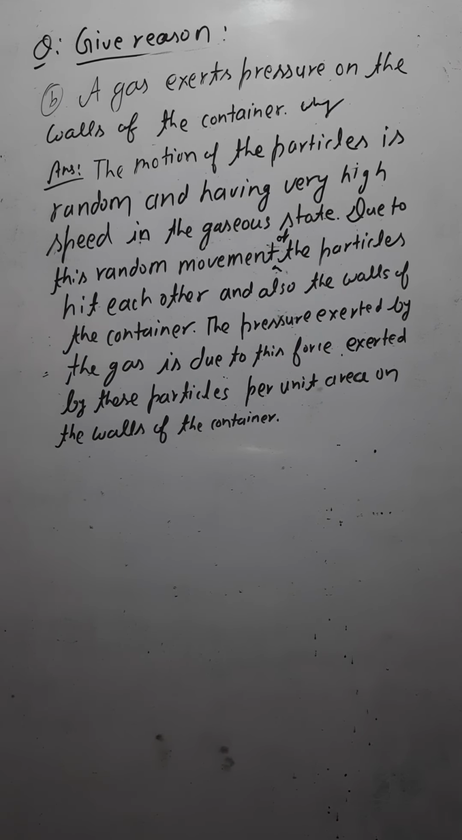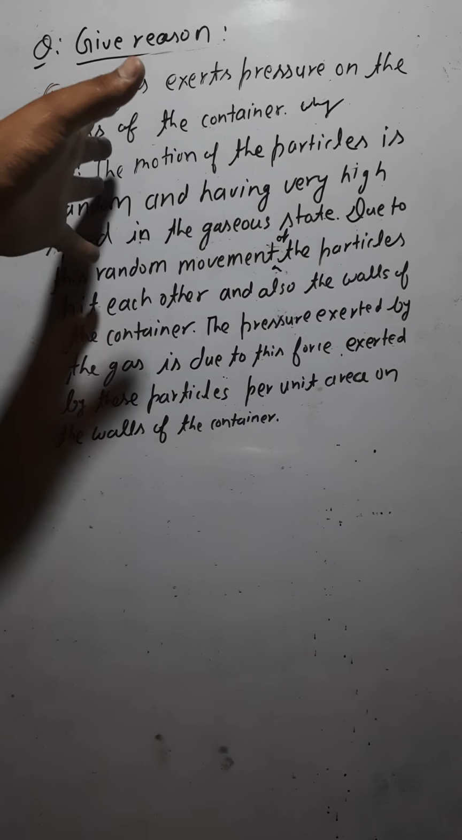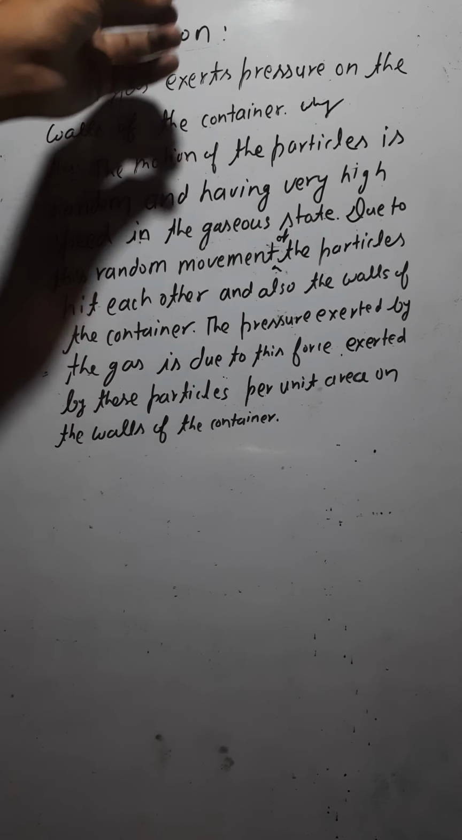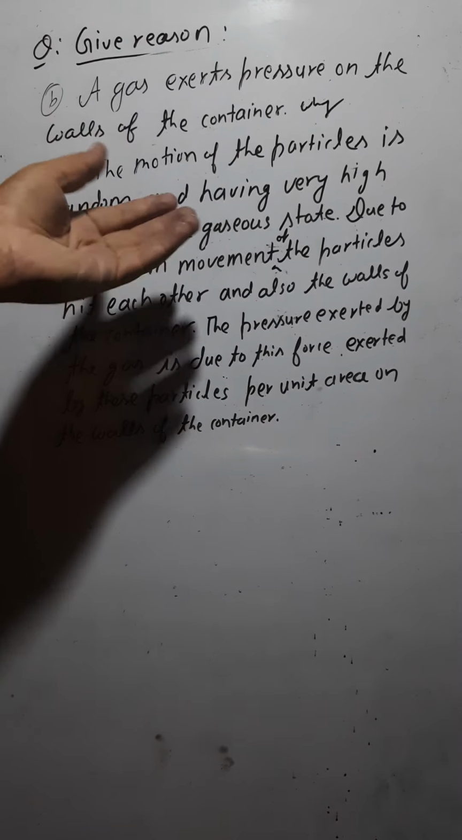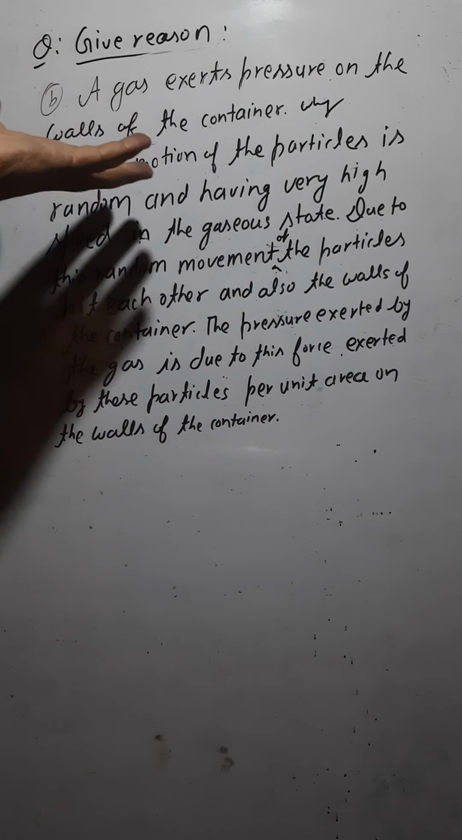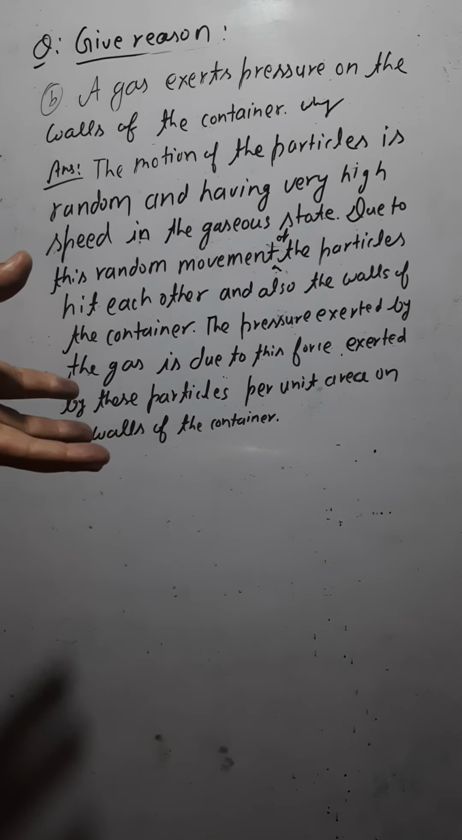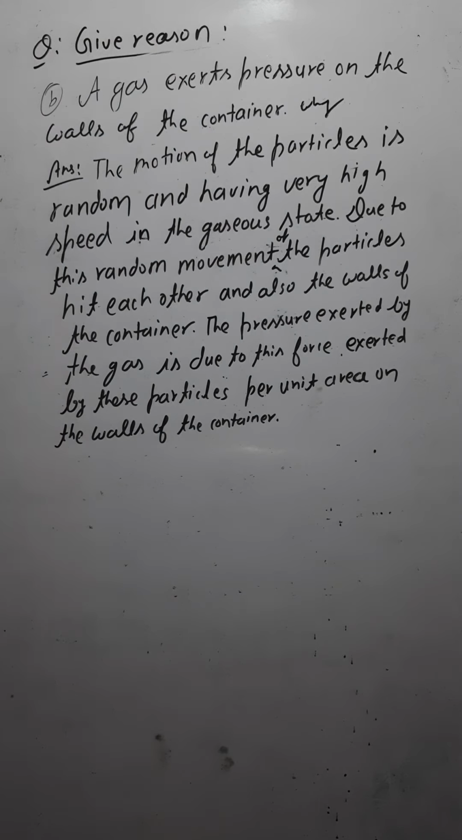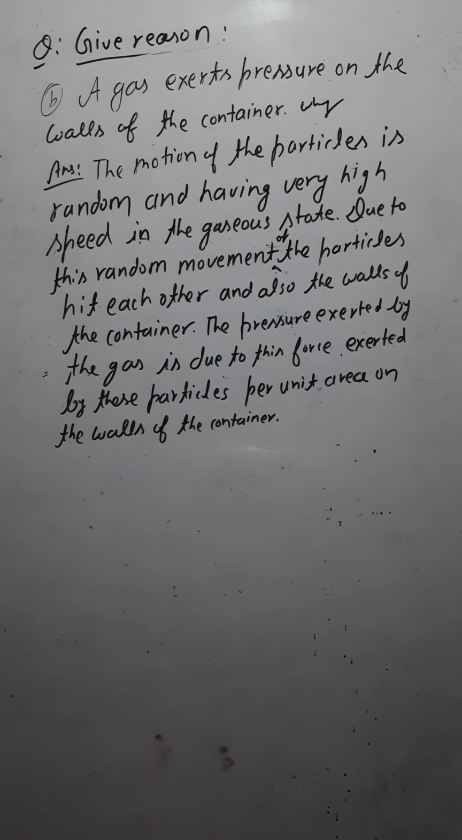I have already explained this. The main reason why they are exerting the pressure on the wall, in simple terms, is the high speed of the particles. The particles have very high speed, and they are colliding with the walls and with each other. That is why they are exerting some force. The force exerted per unit area is known as the pressure. So that is why the particles of the gases are exerting pressure. This is the complete reason you have to write there.